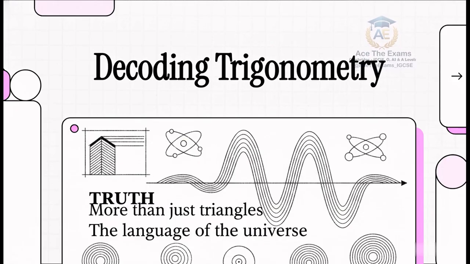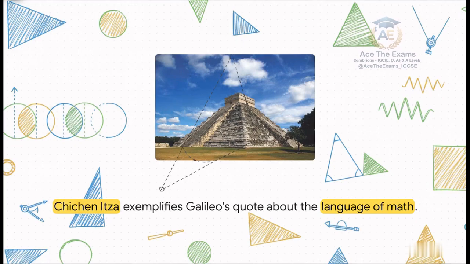Okay, let's dive right into this. And honestly, this image brilliantly illustrates exactly what I mean. Take a look at the majestic Chichen Itza pyramid. Think about it. How did its ancient builders calculate the exact angle of those massive sloping sides?